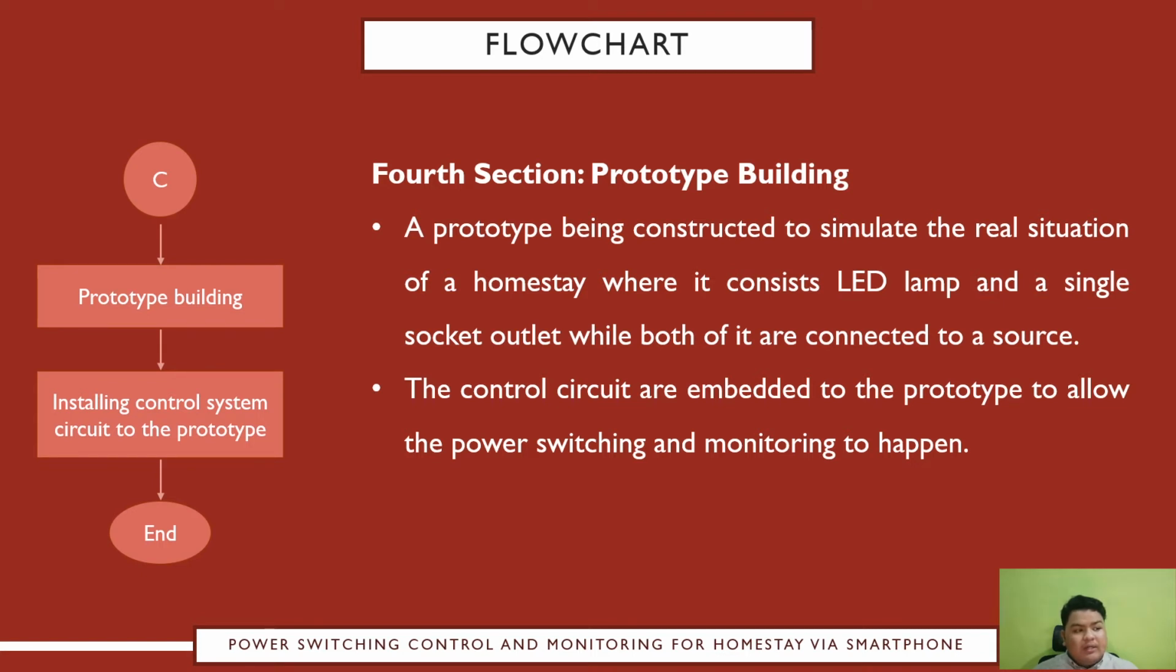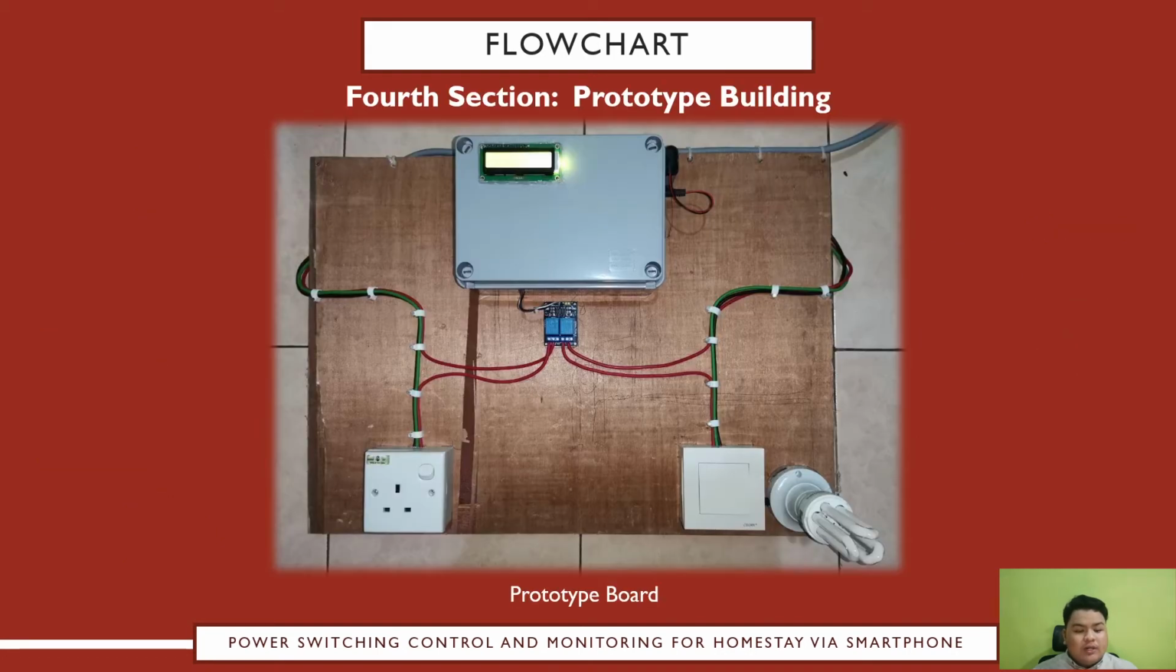And after the prototype board has been completed, the control circuit in the control box is embedded into the prototype to allow the power switching and monitoring to happen on the small prototype that we made. So this is my prototype board, consisting of cables, a single socket outlet, an LED lamp and a switch, and the grey box up there is my control box, and there's a 2-channel relay below it.